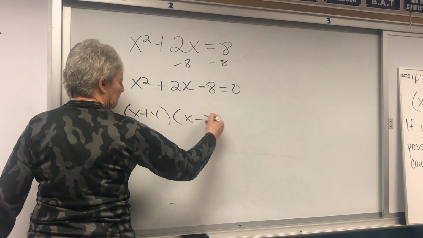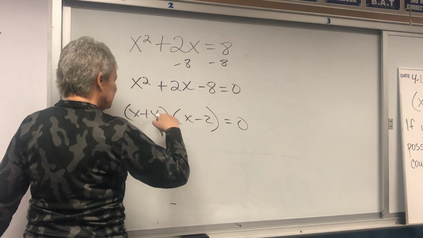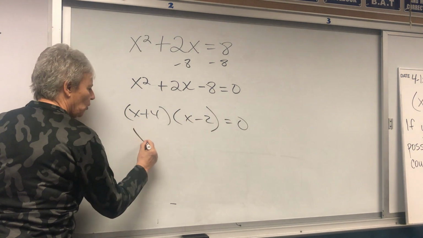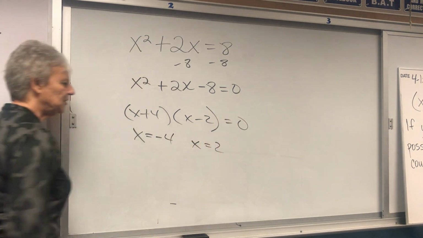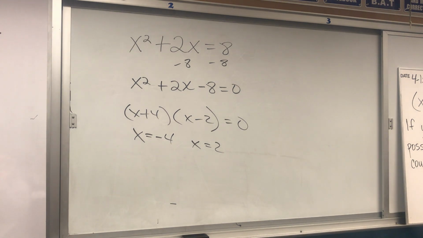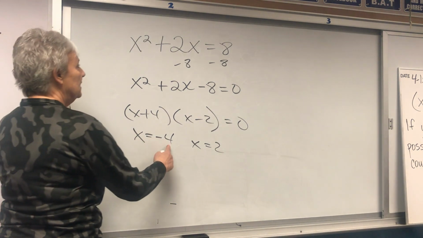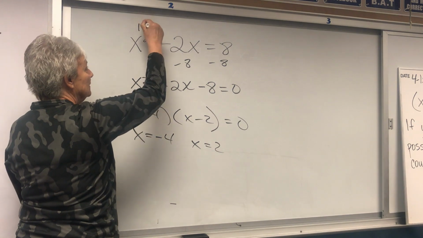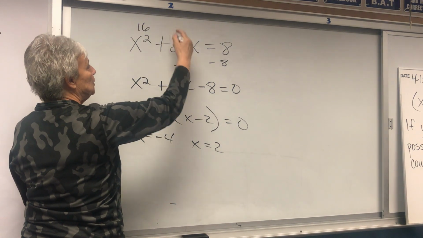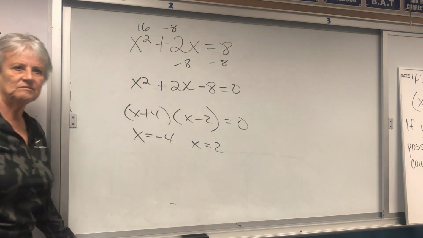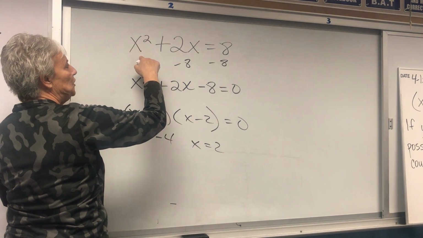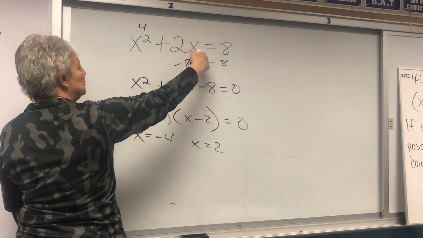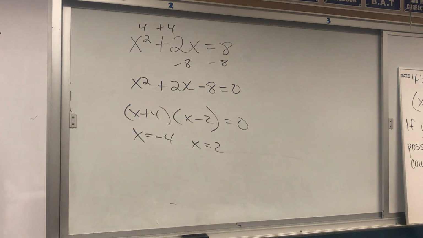x minus 2. Let's FOIL it, make sure he's right. Yeah. He's right. So x equals -4 and 2. That's the solution of that equation. You could plug it in and check it. -4 times -4, -4 times 2, 8. It will work. Let's put in a 2. 2 times 2 plus 2 times 2, 8. Wait. 4 plus 4 is 8.